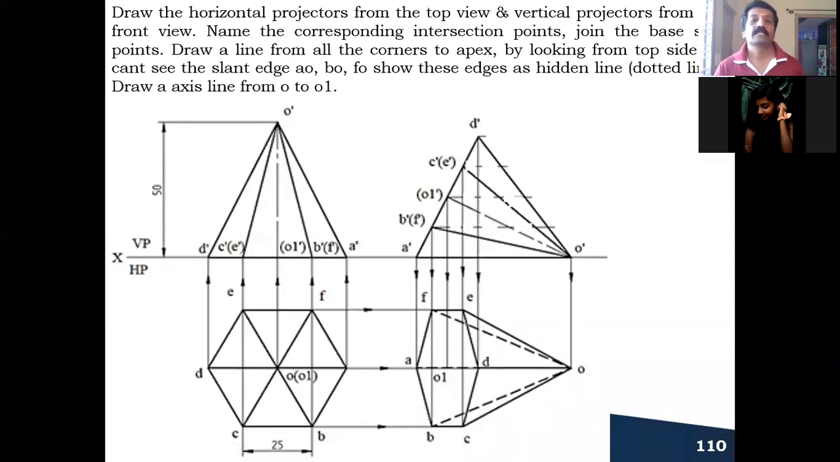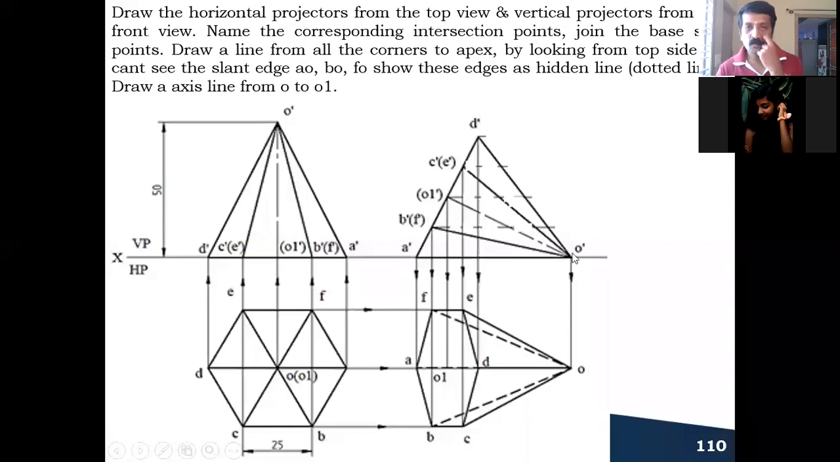Now we'll see the slant edges, which are all the slant edges that we can see. You are looking from the top, so D2O is very near. You can see E2O and C2O also, they are nearer to you. E2O and C2O become the outermost boundary line. Whereas F2O and B2O you cannot see, so you represent them with the hidden edge.